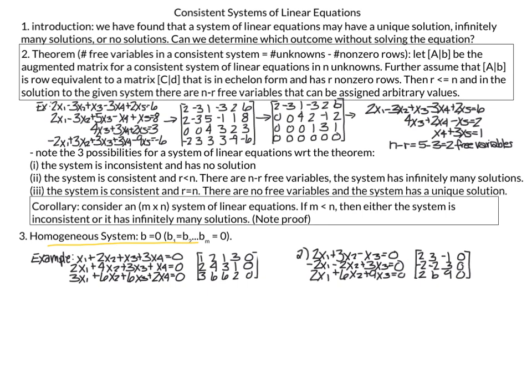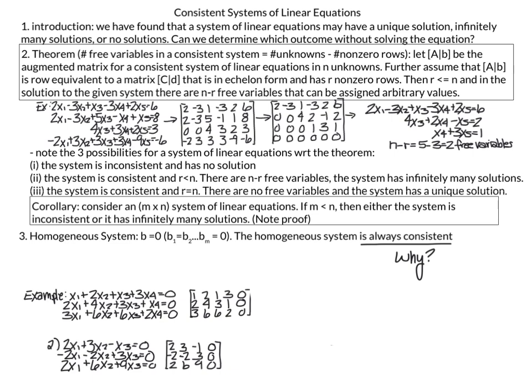Here is another homogeneous system of equations: 2x1 plus 3x2 minus x3 equals 0, minus 2x1 minus 2x2 plus 3x3 equals 0, and 2x1 plus 6x2 plus 9x3 equals 0. So all of these equaling 0 makes it homogeneous. The augmented matrix to represent the system is 2, 3, minus 1, 0, minus 2, minus 2, 3, 0, 2, 6, 9, 0. Again, this last column is all zeros because it's homogeneous.